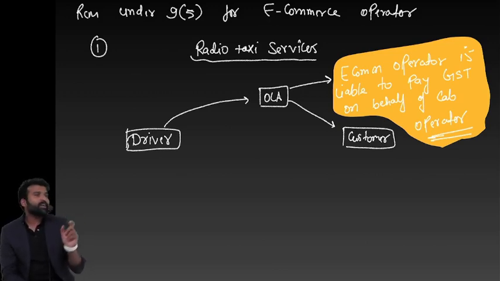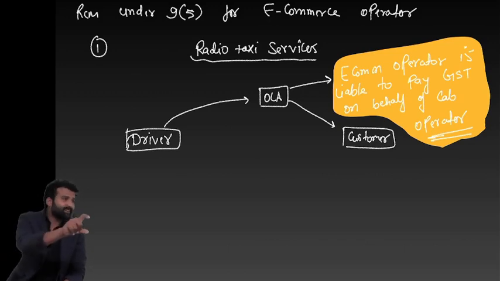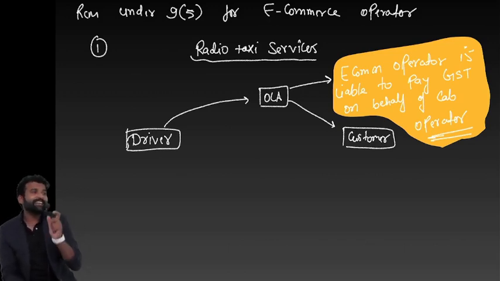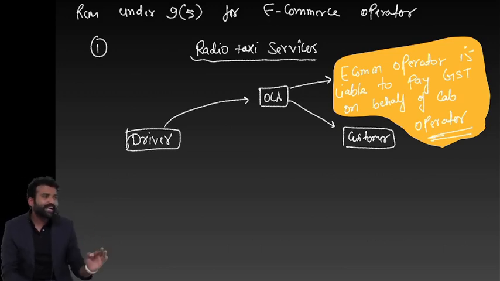So if the radio taxi services are provided through the e-commerce operator, that aggregator, that is Ola and Uber, that aggregator is liable to pay GST, not the driver. And in all the cases, the aggregator will be paying the GST. There is no if, there is no but. In case of radio taxi, the aggregator will always be paying the GST on behalf of the driver.